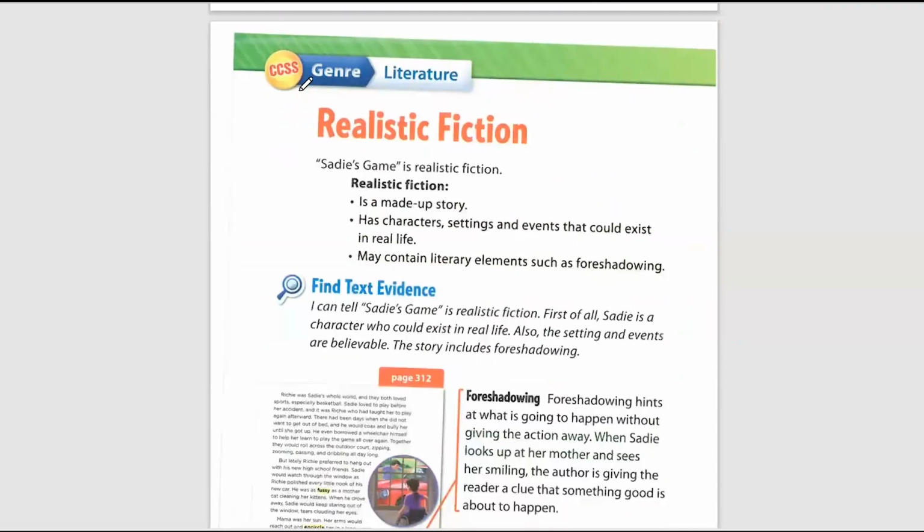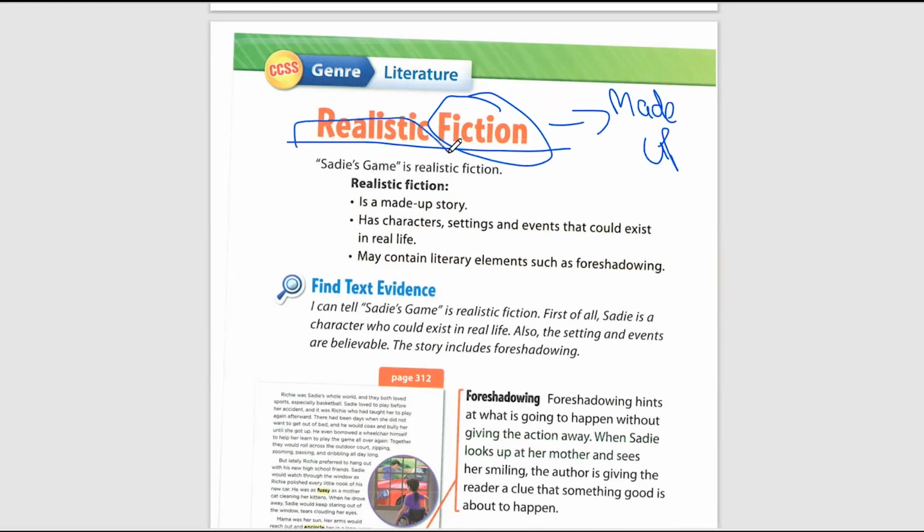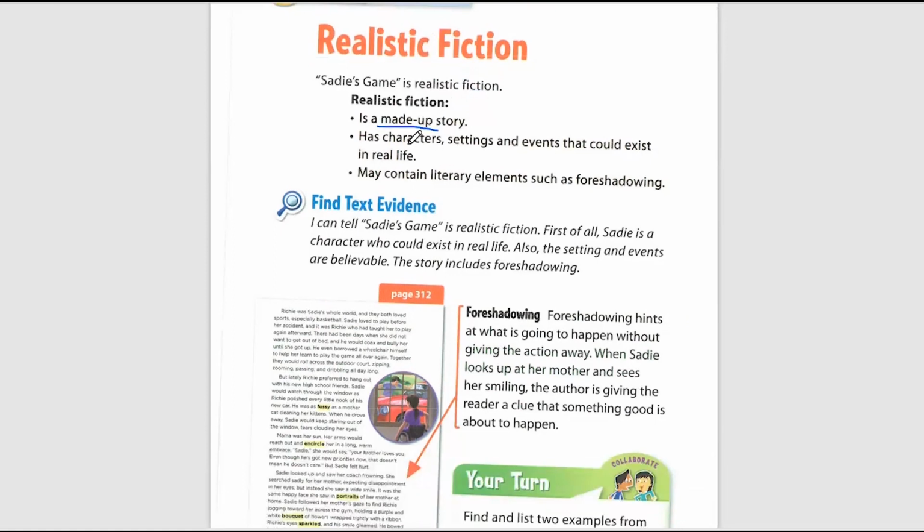Okay, and realistic fiction. We know by now, fiction is a made-up story. It is not true. Realistic means that it could be real. So if a story could be real, we are not going to have magical events, magical characters, things like that. We're going to have characters, settings, and events that could happen and things that maybe have happened in real life. So although it is a made-up story, the characters, settings, and events could exist.